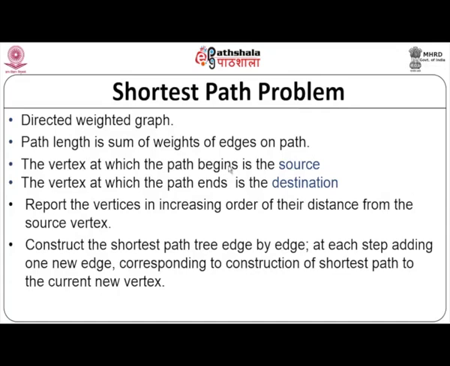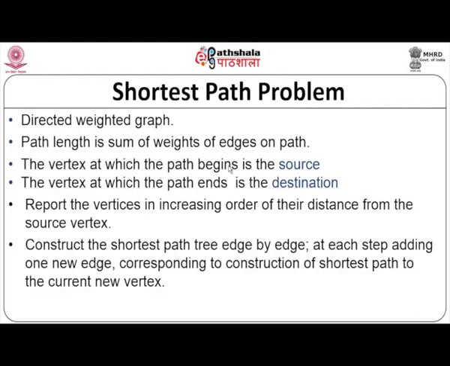Now, for the shortest path problem, first you have to have a directed weighted graph. The path length we assume is the sum of the weights of the edges of the path. The vertex at which the path begins is called the source, and the vertex at which the path ends is called the destination, and we will report the vertices in increasing order of the distance from the source. So, you start with the source, then the next one is reported first, then the next one. As increasing distance from the source, you will report the vertices. So, actually when you say shortest path, you are giving a list of vertices.